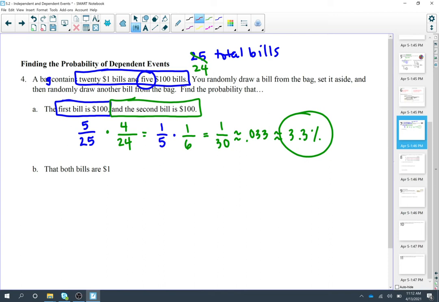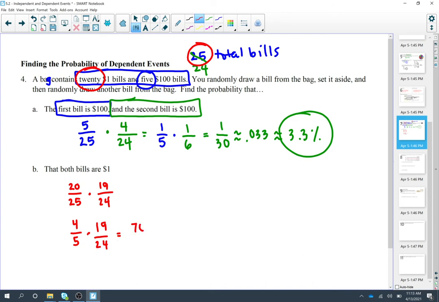Part B, what's the probability that both bills are $1? Well, you reach into the bag, what's the probability that you get a $1 bill? There are 20 of them out of 25. So 20 out of 25 times. You take the $1 bill, you put it in your pocket, which means in the bag, when I reach back in, there are now only 19 left. I have one of the bills in my pocket, so now there's only 24 left in the bag. If I simplify 20 out of 25, I get 4/5 times 19/24.